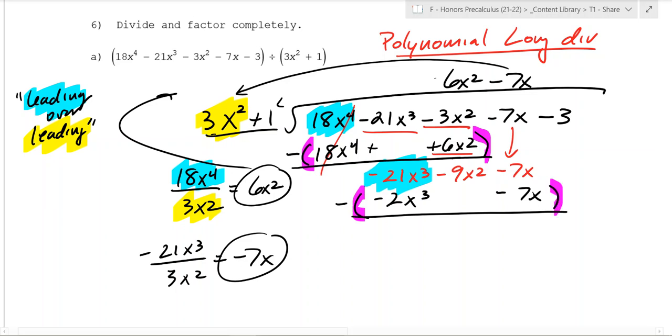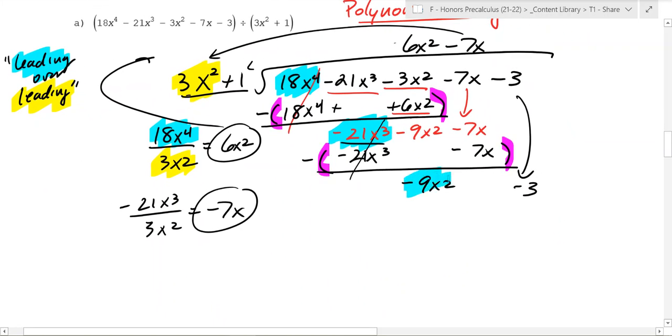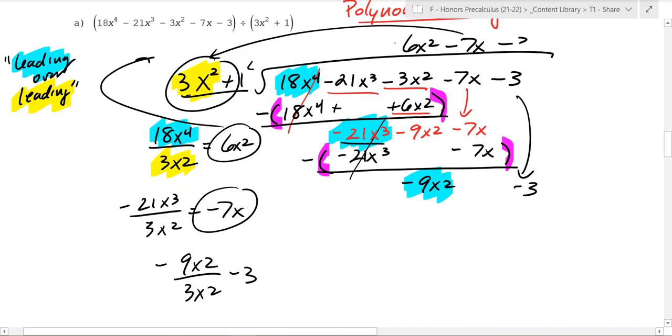Now when you subtract, you have negative 21, oh, this is 21, minus negative 21. This cancels. You end up with negative 9x squared, and then you end up with plus 0x. You can drop that, that's fine. And now you can bring down this negative 3. But now you have a new leading term again, which is this. So you end up with negative 9x squared over, same one, 3x squared, is going to be minus 3. So that minus 3 goes there, and now you multiply again.